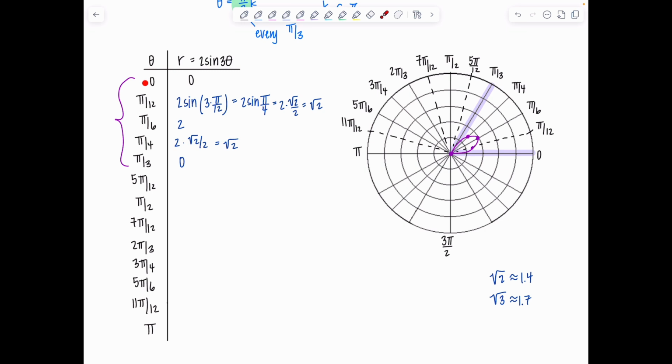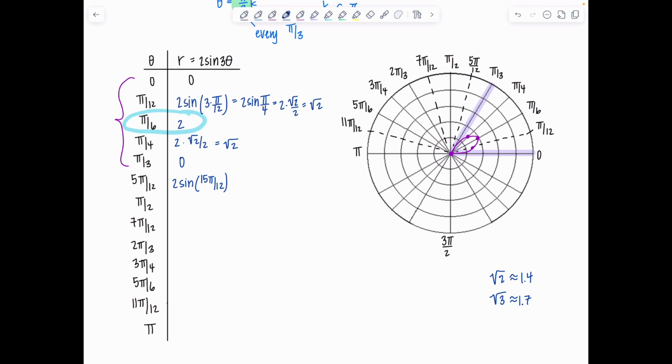And notice here's 0, pi over 3. It hit the max length halfway between. That is no coincidence. We're going to use this to our advantage momentarily. Okay, let's keep filling in the table. Remember, we have 3 petals total. So 5 pi over 12, that's going to be 2 times sine of 15 pi over 12. Yes, that reduces to 5 pi over 4.